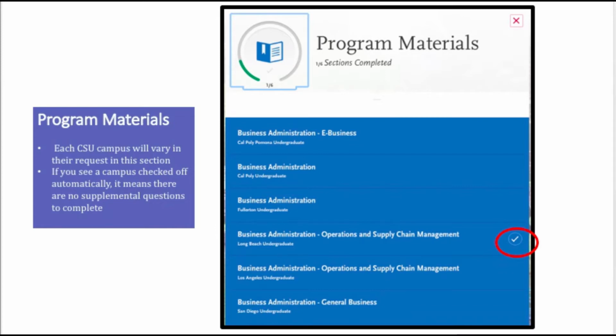But once you're satisfied with that, then you're going to want to work each campus that you've put on your list. It's important to note that each campus will have variable information in here. They're not all going to look the same. They will all have some general information about the campus, but the questions they ask you are customized by campus. If you see a campus checked off with a check mark automatically, it means that there's just information there for you. There's nothing for you to complete or fill out. You want to read it, but you don't have anything to do in that section.